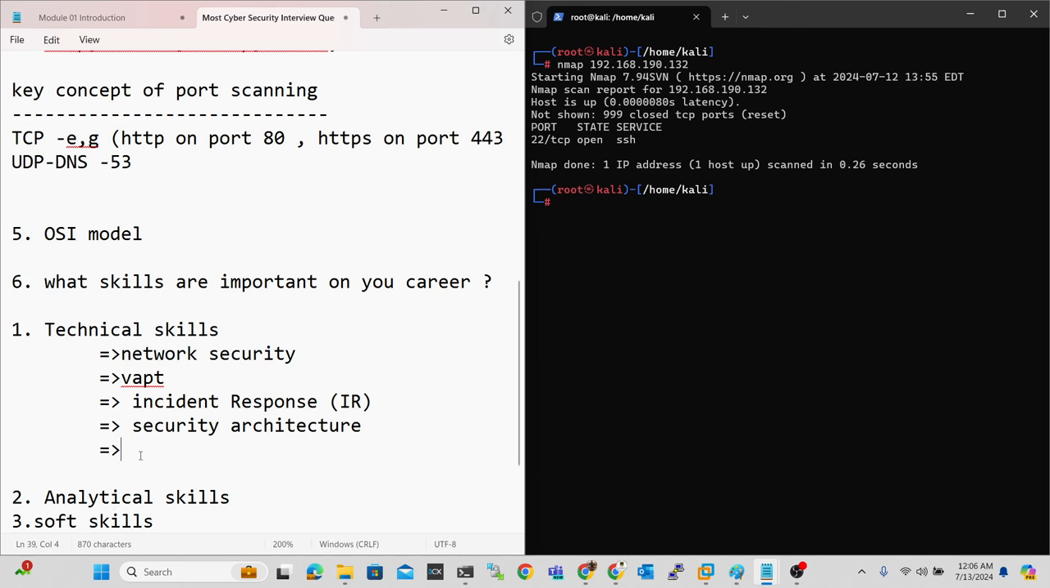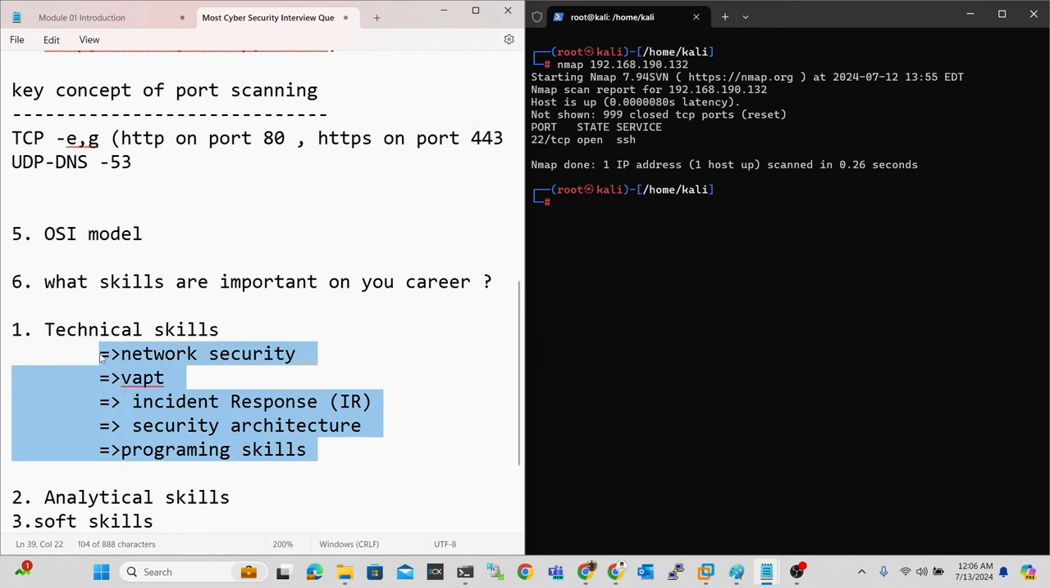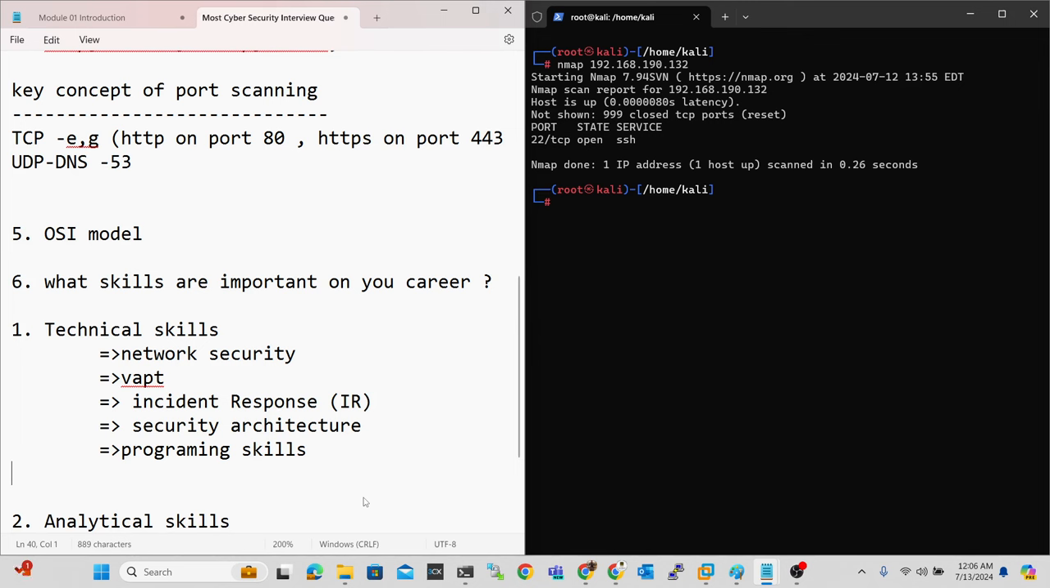Then programming skill. I have a lot of parts actually. I'll discuss more and more about that, like operating system knowledge, programming knowledge, firewall management knowledge. So it's a core concept, programming knowledge and OS.